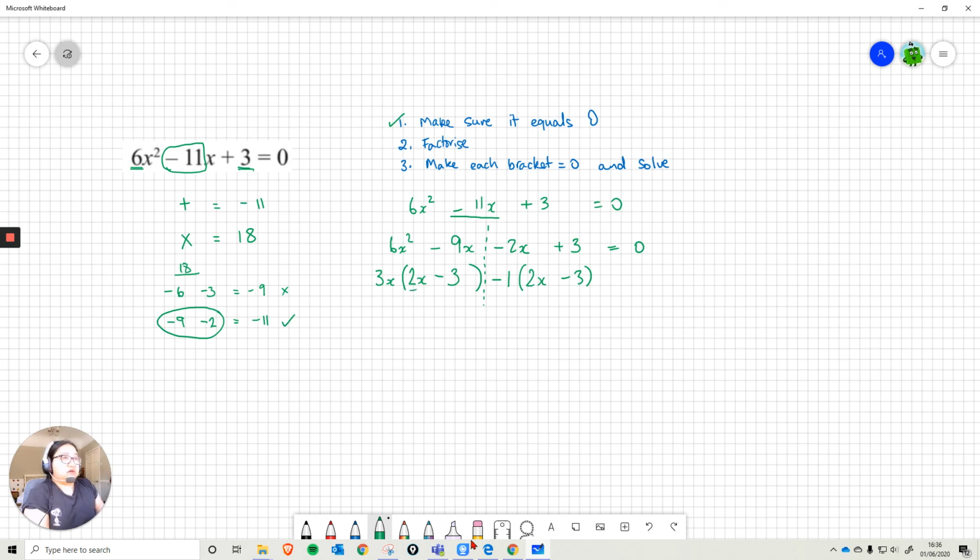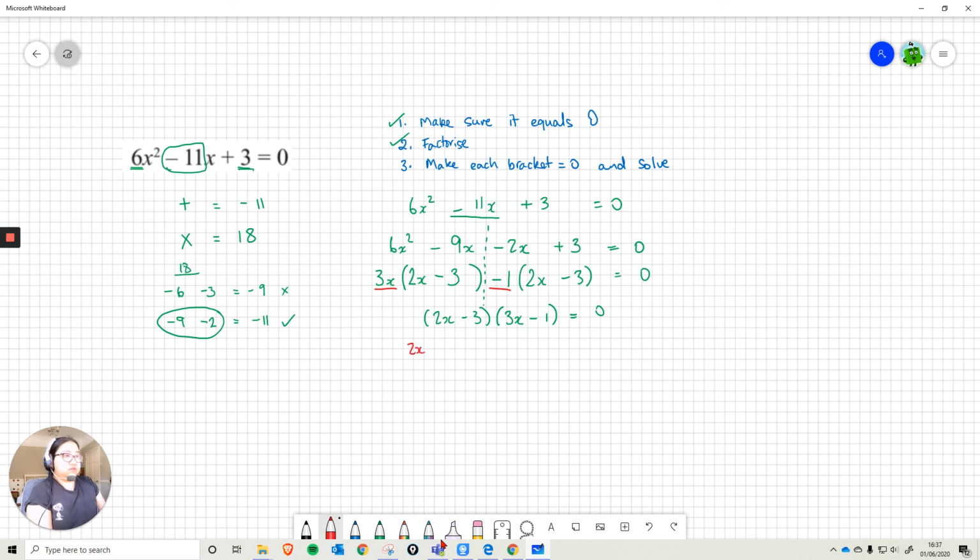And then you can see that both my brackets are the same. And that's what we're aiming for. Now, when they're both the same, then I know that that's my first bracket, 2x minus 3. And then whatever's outside the two brackets, that's what I'm going to use to write the second bracket. So this 3x minus 1 comes from what's outside of the bracket. It's all still equal to 0. So now we've done our factorizing. So I'm going to move on to step 3, make each bracket equal to 0 and solve.